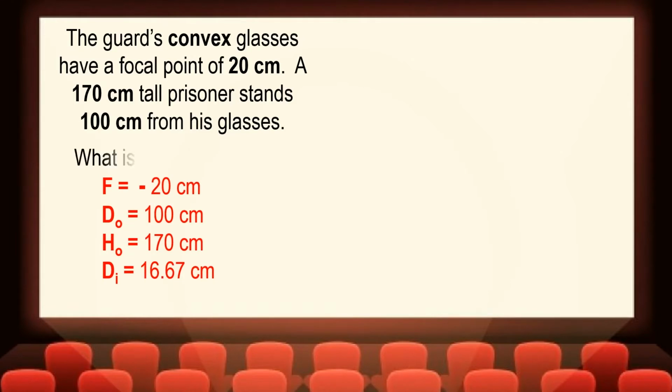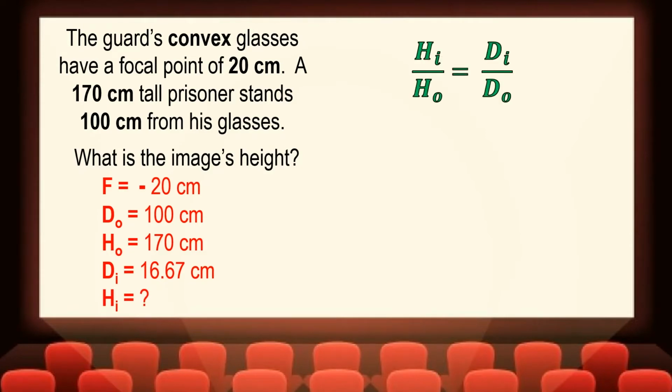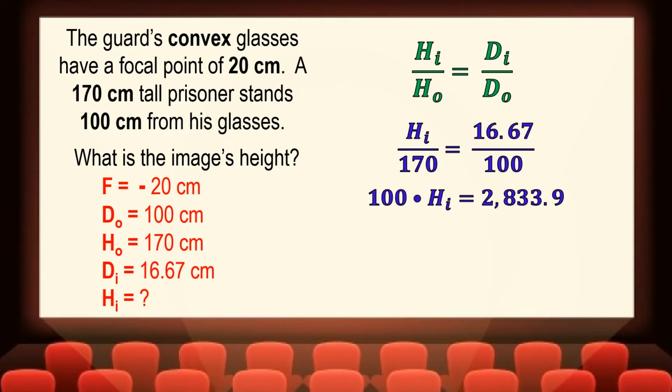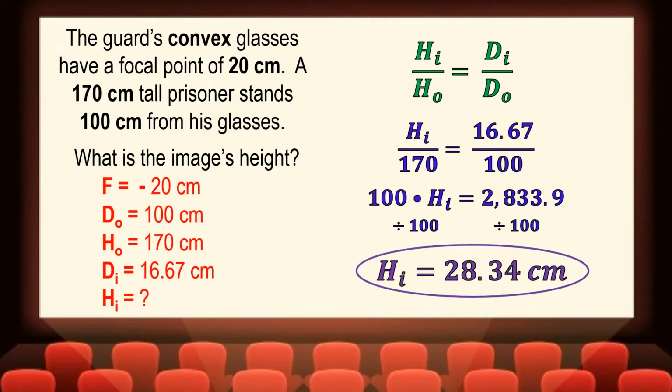Now that we know all that, we can find out how big the image is. We want to find the height of the image. I know there's the formula, hi ho, di do. This is my magnification formula. I write out my formula and substitute in what I know. I need to do a little cross multiplication. 170 times 16.67 equals hi times 100. Divide both sides by 100, little one-step equation, and then I get the height of my image as 28.34 centimeters.